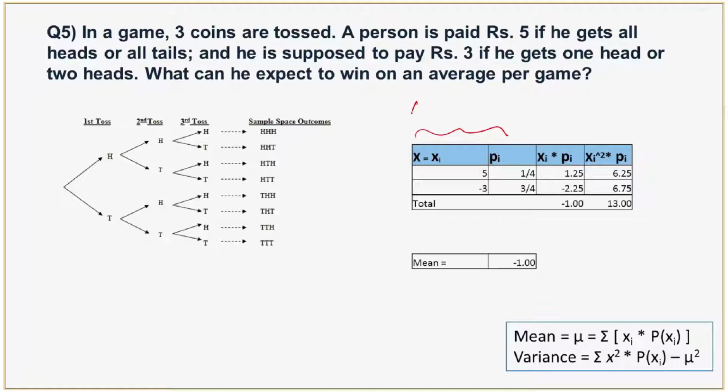Okay, so you now know the probabilities, you now know the probability distribution table. What values will the random variable x assume here? It could assume the value 5 or -3, right? Why 5 or -3? Because that's the value that the person is going to pay. So for 5 the probability is 1 by 4, and for -3 the probability is 3 by 4.